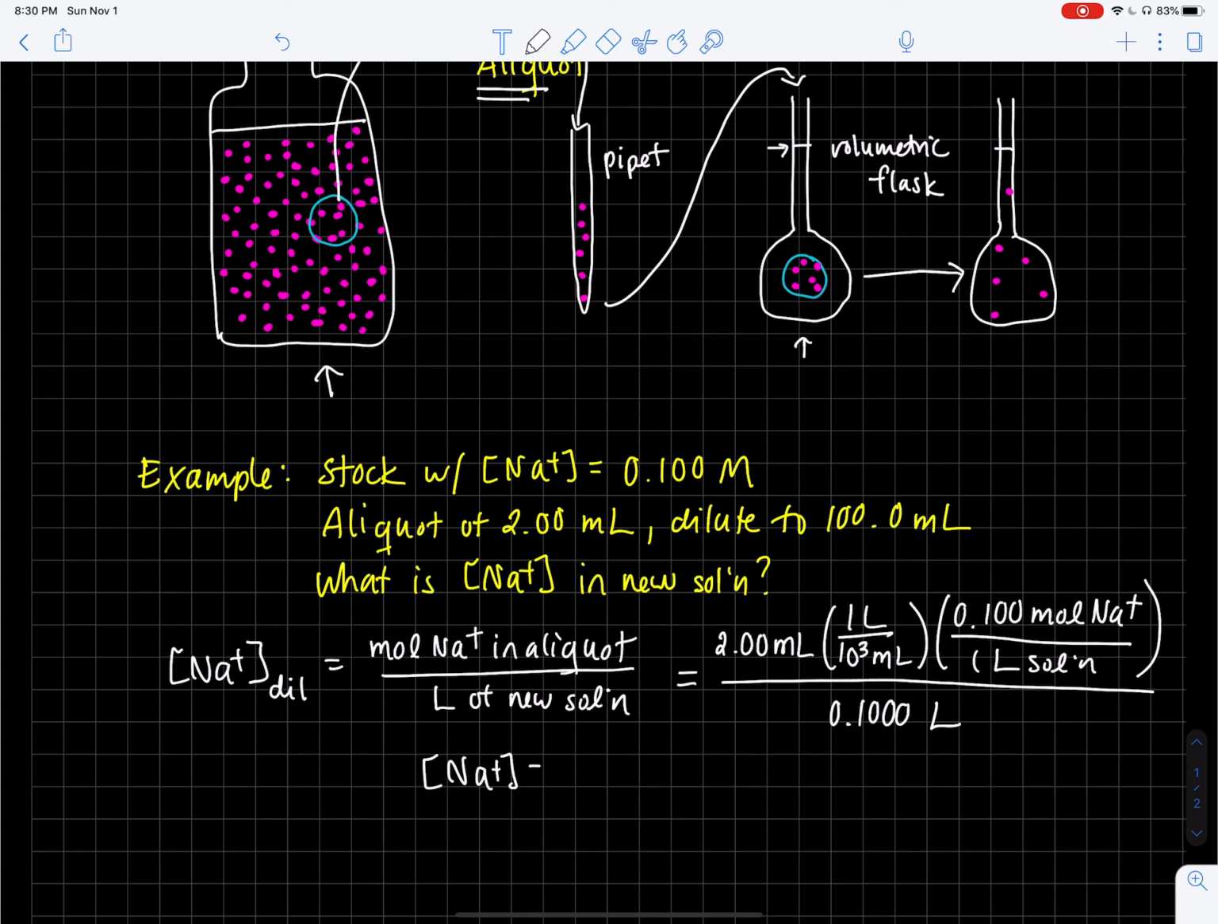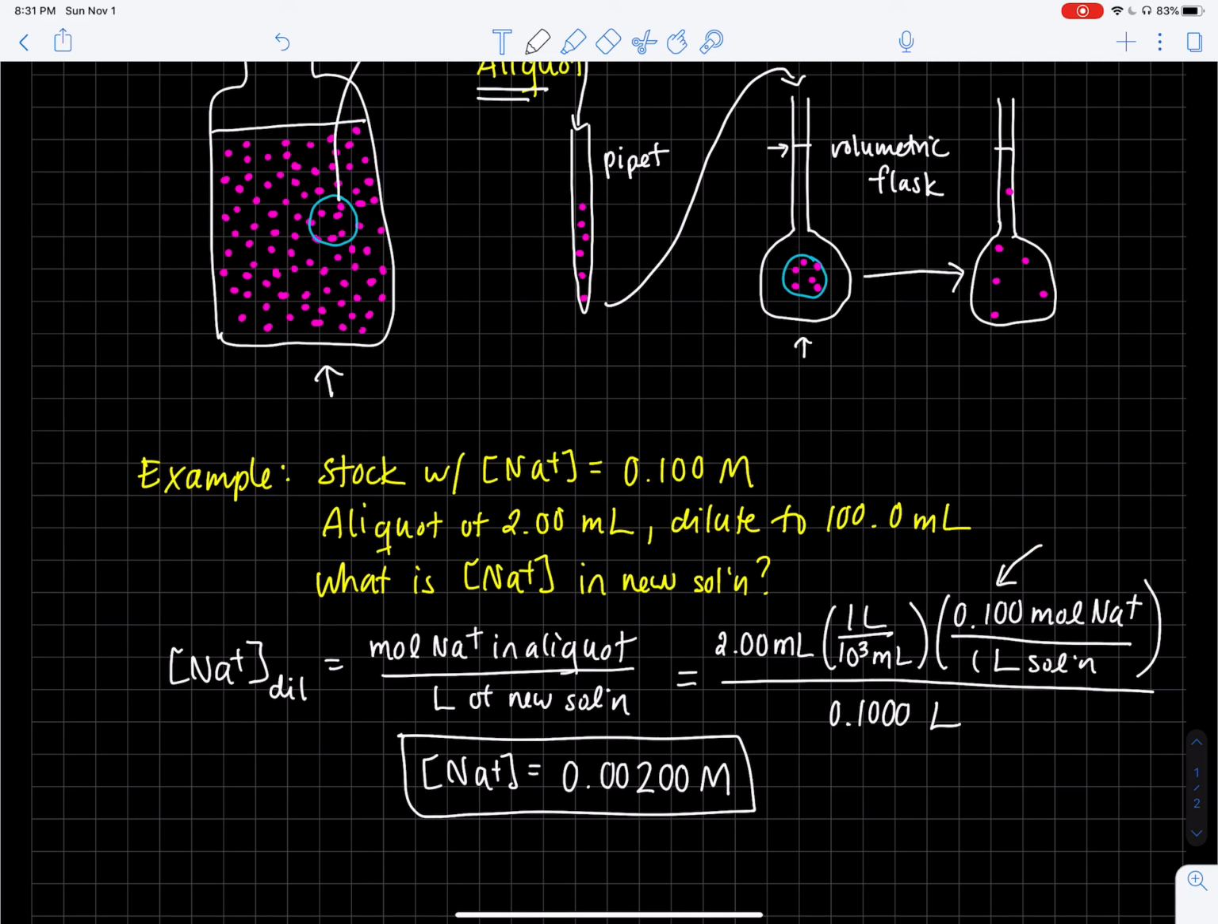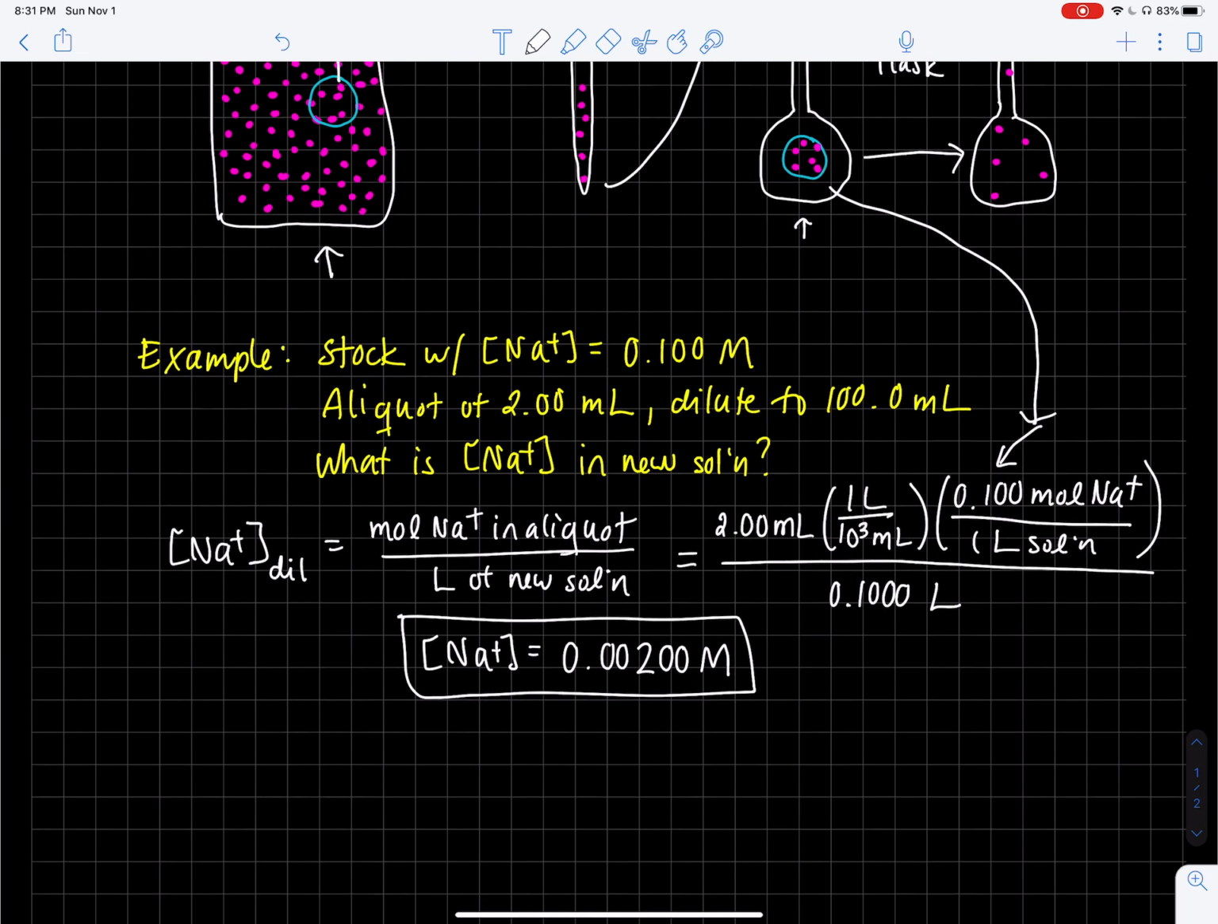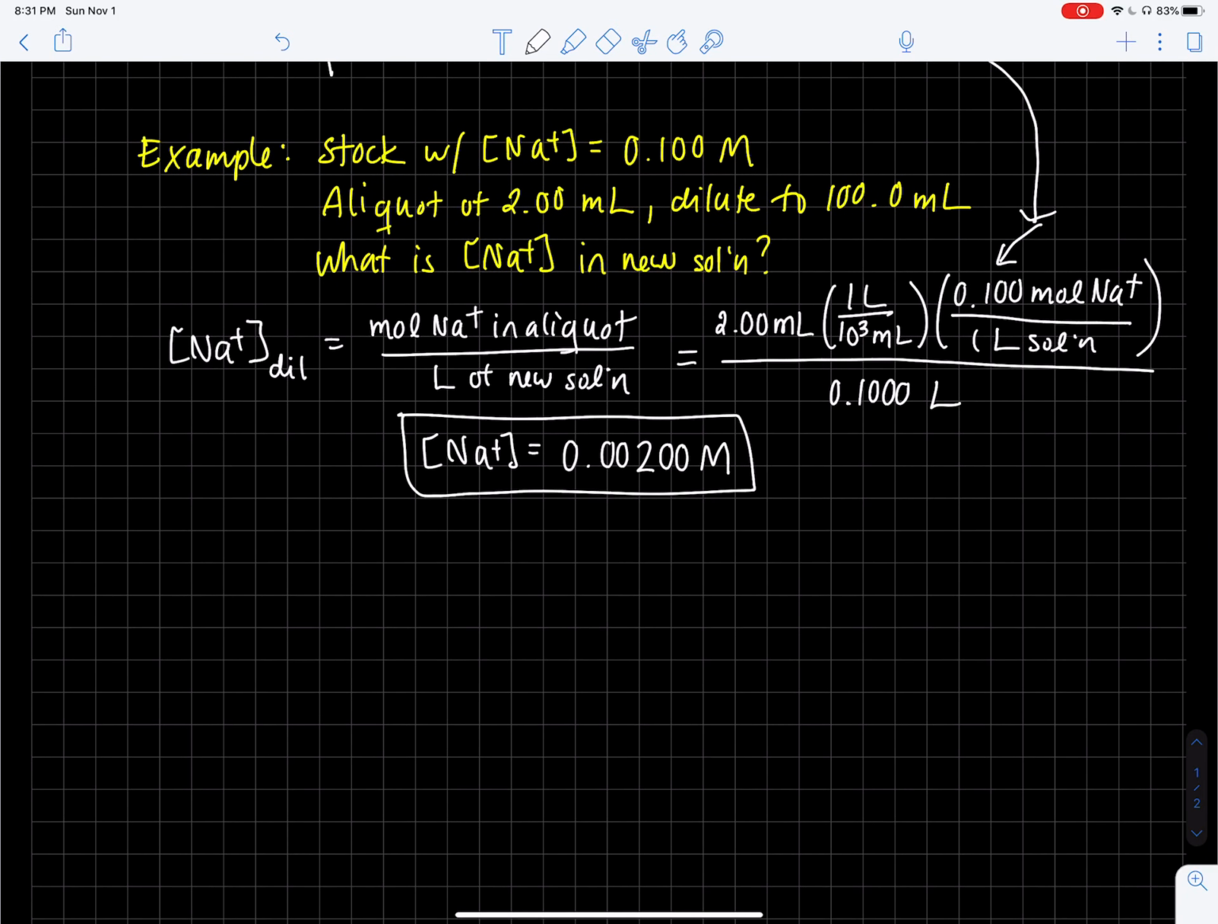All right, so that is 0.100 liter, which is my 100 milliliters. That gives us the concentration of sodium in the new solution: 0.00200 molar. I do it this way just to really show you that the moles of sodium, which is here in the numerator, all comes from the aliquot. The volume just comes from this mark. So if I tell you it's a 100 milliliter flask, then that's the volume of the solution.